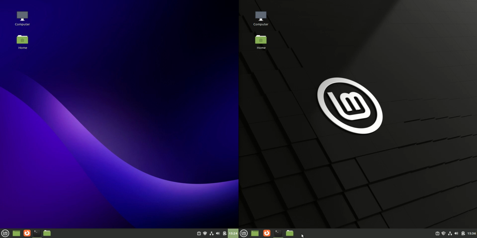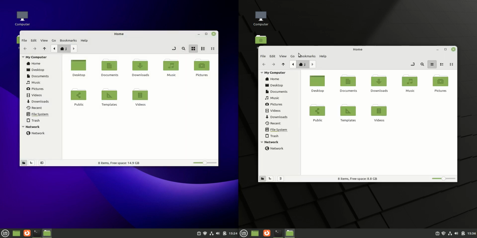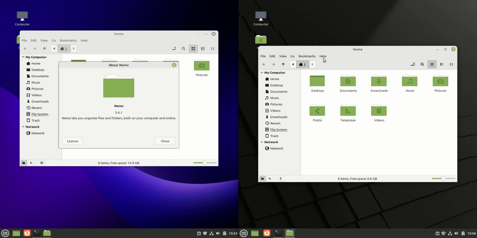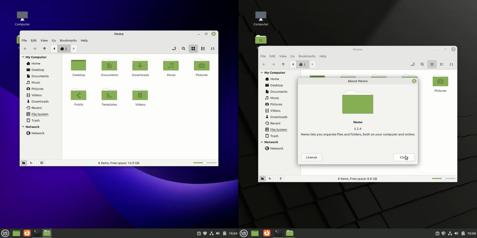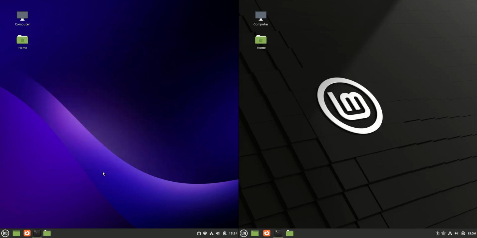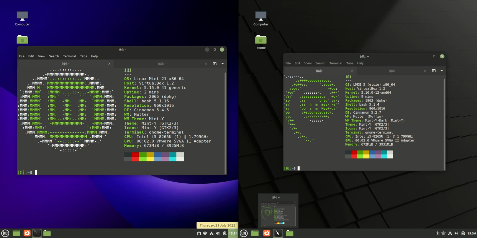Now, if we go to the file managers, this should be the same. Yeah, I can't see any differences there. So it is. They are both running on the Nemo file manager there, with slight variations in the version in there, but that's fine. Next up, let's have a little bit of a look at the back end here and see what's going on.